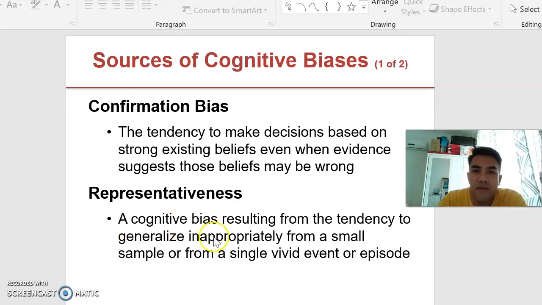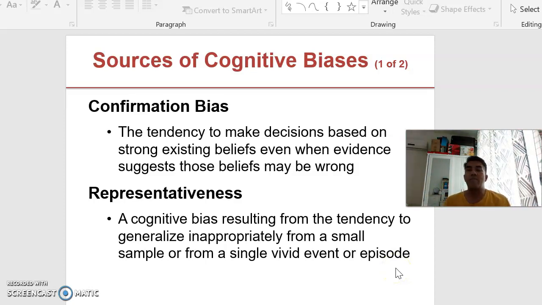And then the representative cognitive bias, resulting from the tendency to generalize inappropriately from a small sample or from a single vivid event or episode, meaning that sometimes we generalize. We only study one group of students, and then we make a generalization that all students are like this. But actually our sample is only representative of a group of students from one university, so that is not representative of the whole student population in the country. And so that is another cognitive bias.